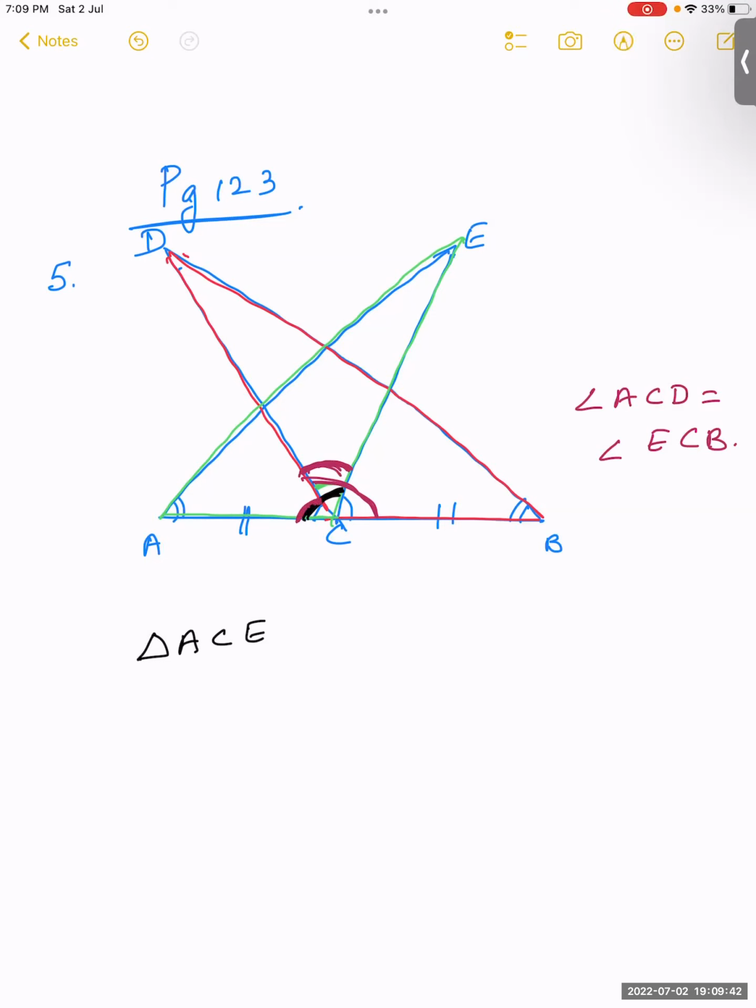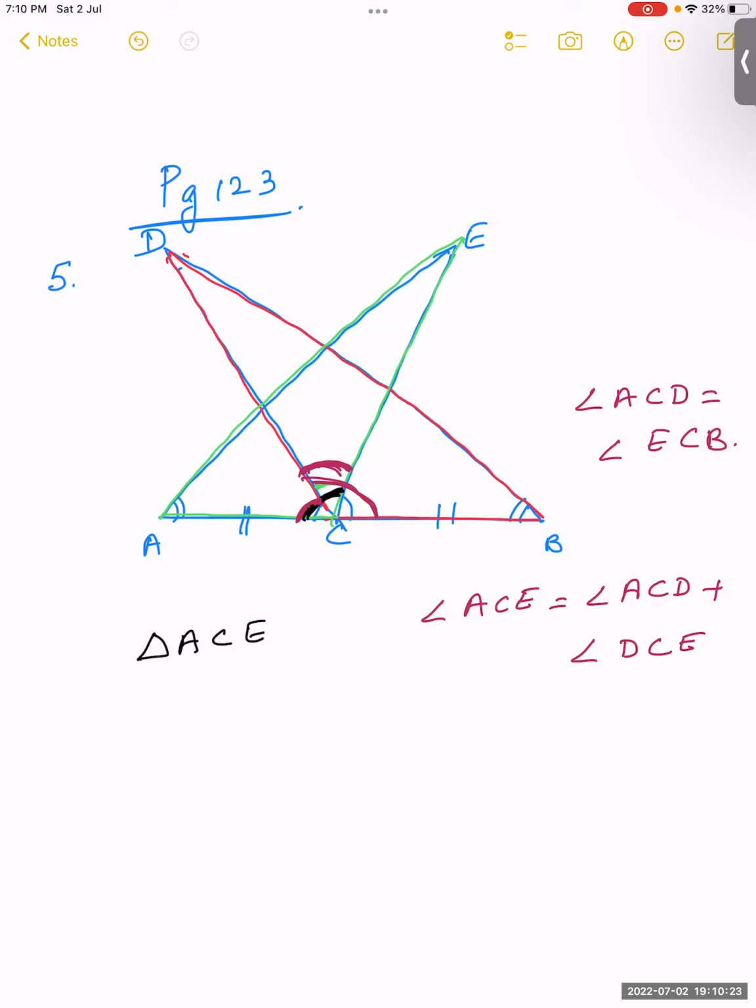If I have to say angle ACE, what is angle ACE? Angle ACE is angle ACD plus angle DCE. Is it correct? Angle ACE is equal to angle ACD plus angle DCE. Do you agree or not? Look at this and tell me. Yes, ma'am. Yes, ma'am, I understood.